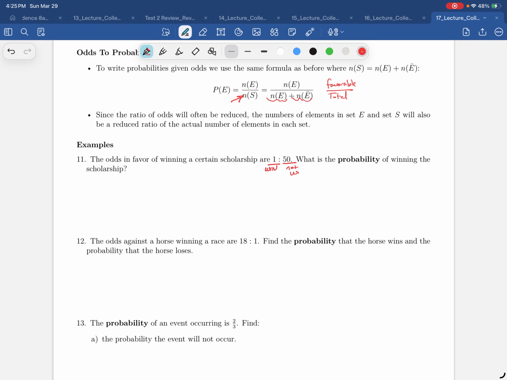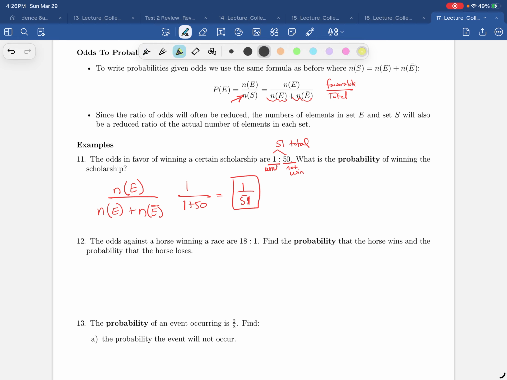What's the probability of winning? This would be the number of items in the win, which is 1, over the total, because remember, this is n of e plus n of e prime, or in other words, 1 plus 50. So our probability is 1 out of 51.